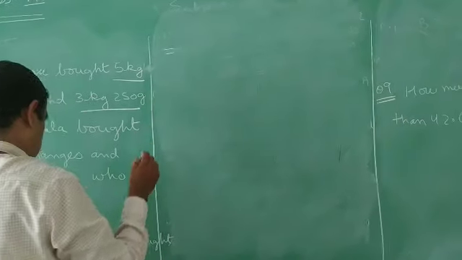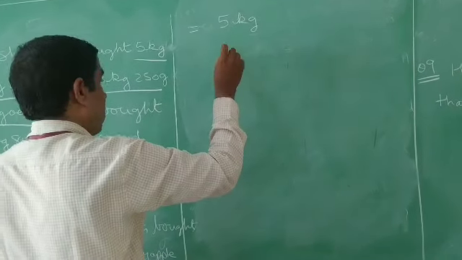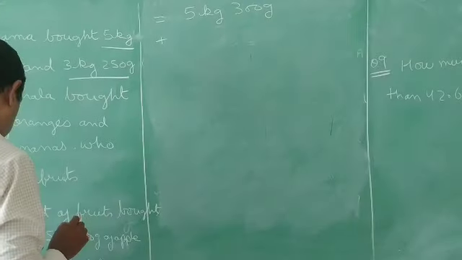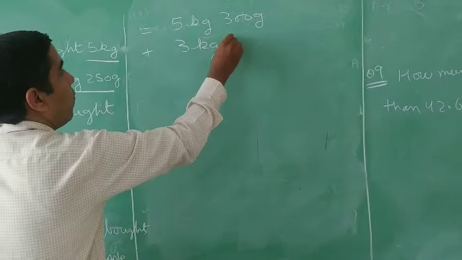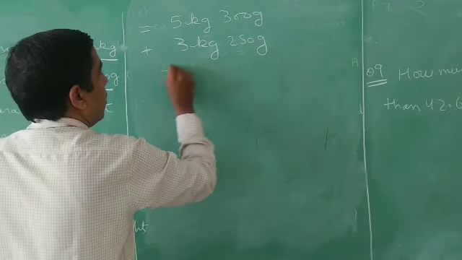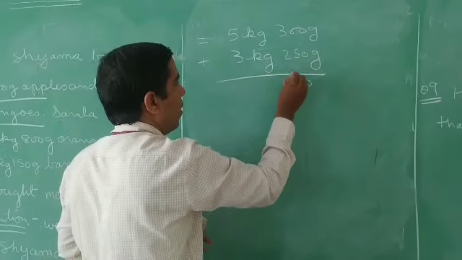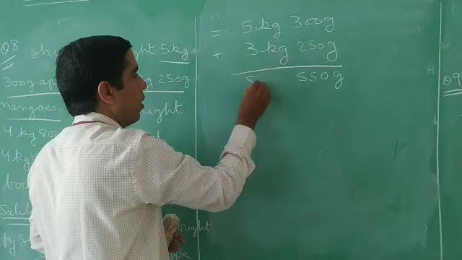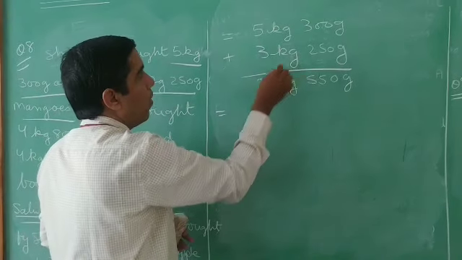You can see total here. It comes like this. 5 kg 300 gram plus 3 kg 250 gram. First we will try to do the addition of the grams. So what is the answer? 0 plus 0, 0. 0 plus 5 is 5. 3 plus 2, 5. Here it comes here 8 kg. What is the answer? The answer is 8 kg 550 grams.